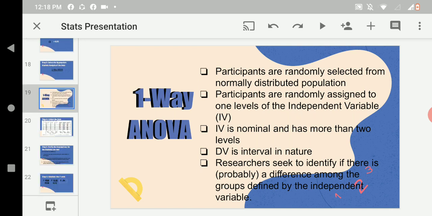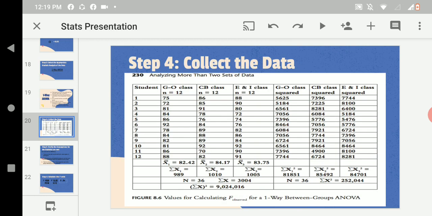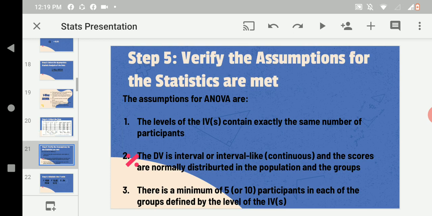So now in step 3, we were able to conclude that we will be using one-way ANOVA. Now, step 4, we have to collect the data. Of course, we cannot start doing research without data. So here is our data. Next, step 5, verify the assumptions for the statistics are met.